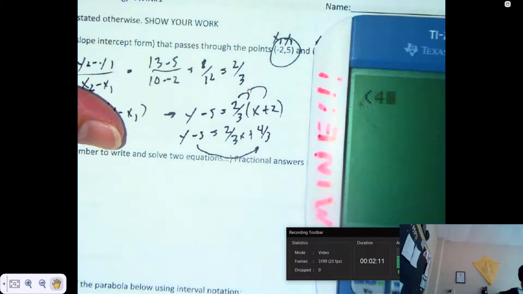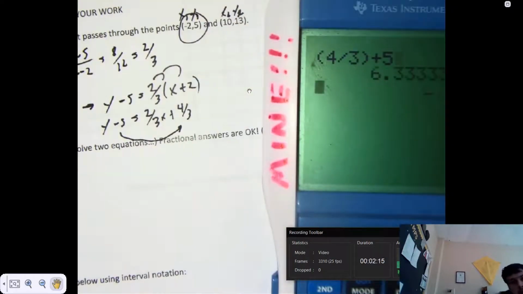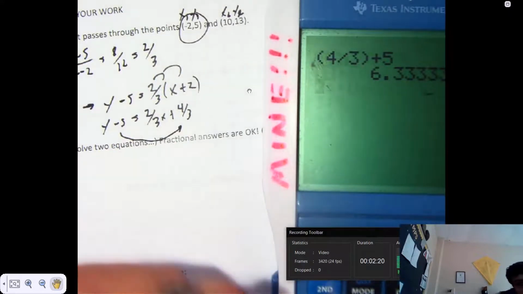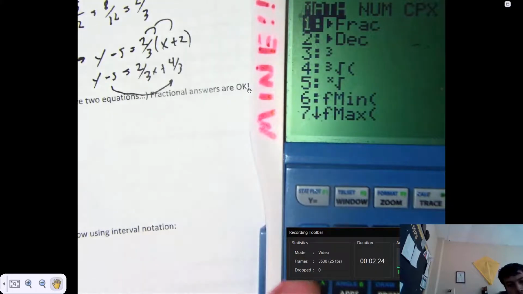Good habit is to wrap fractions. You don't always have to. But I'm just going to type in 4/3 plus 5. And it says 6.33, which you'll never see on a test. So I'm going to hit the math button on the calculator. I hit the math guy. That's right in the way.